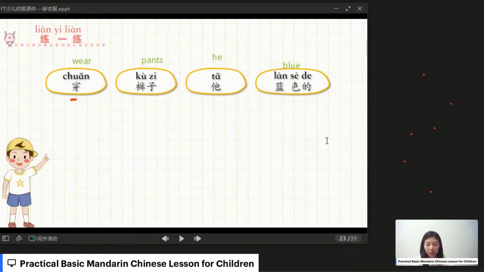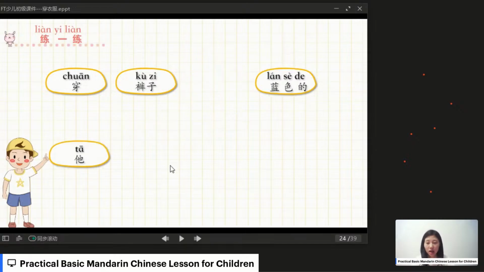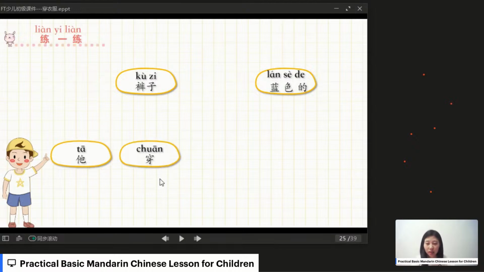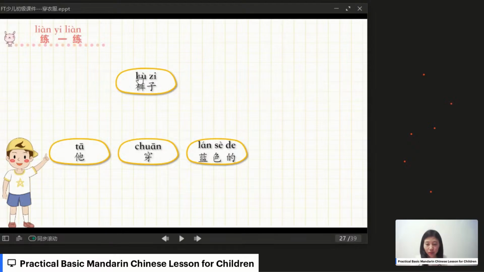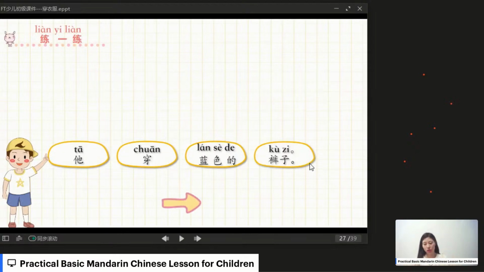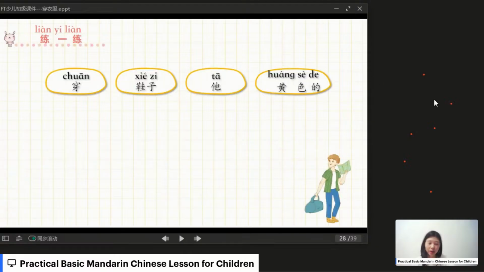So the whole sentence would be like he's wearing blue pants, right? According to this sentence structure, the first word, the subject, would be he, 就是他. Wearing is the verb, that would be 穿. Next would be the blue pants, 蓝色的裤子. So 他穿蓝色的裤子. Okay, we got this.